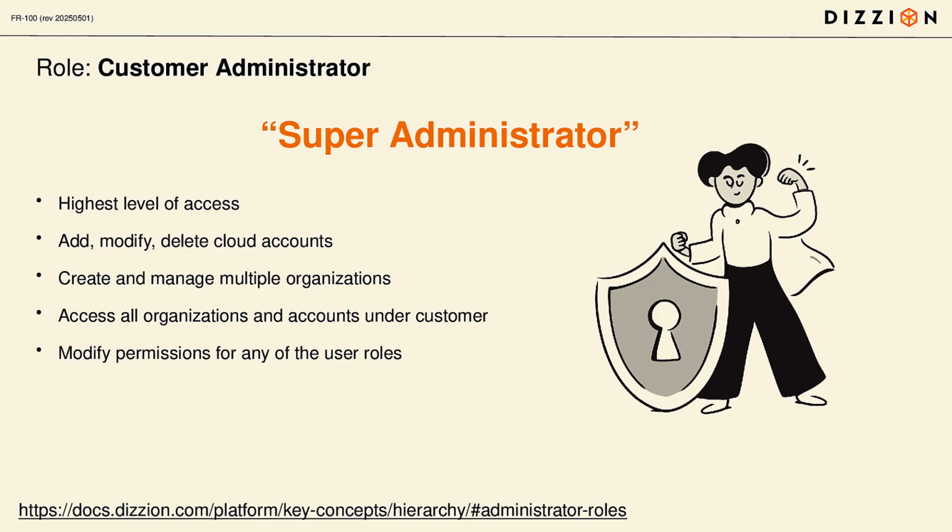The customer administrator role is a super administrator with the highest level of access across the entire hierarchy. When granted this role, the administrator has permissions to add, modify, and delete cloud accounts, configure identity providers, create and manage multiple organizations, and access all frame accounts or desktop pools. They can also assign and modify permissions for any of the other roles. You should be careful when handing out this level of authorization to only those administrators within your organization who need it.